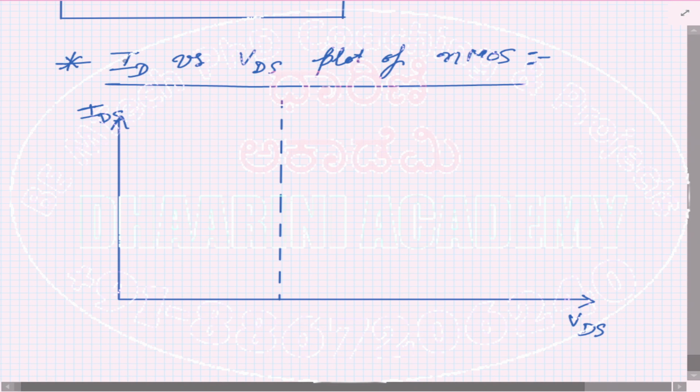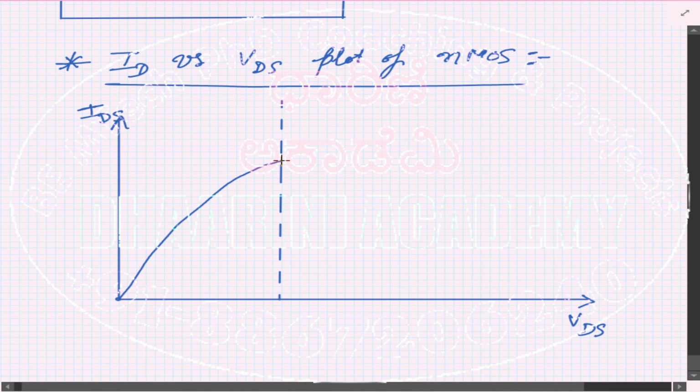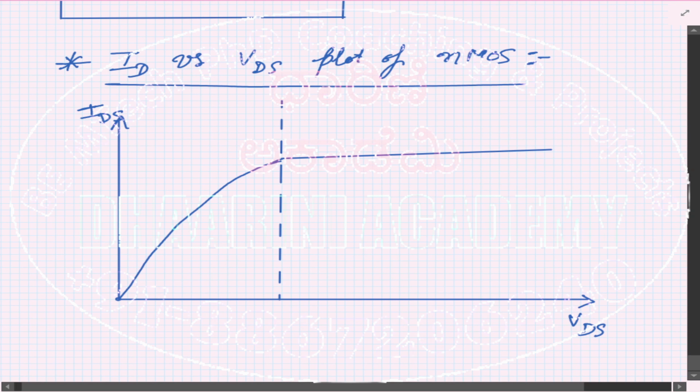Okay, now the current is initially zero when VDS is zero. But as the voltage increases, the current is going to increase in this fashion and it comes to a specific point like this. After that point, you see that it will remain almost straight. It will remain a straight line. This is how the voltage versus current plot of an NMOS looks like.